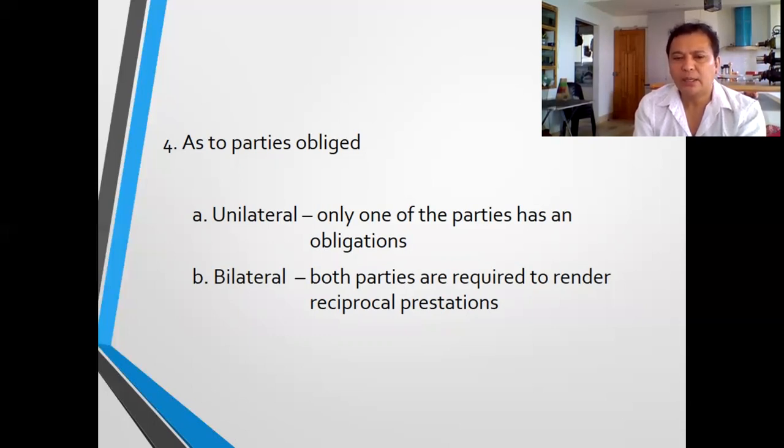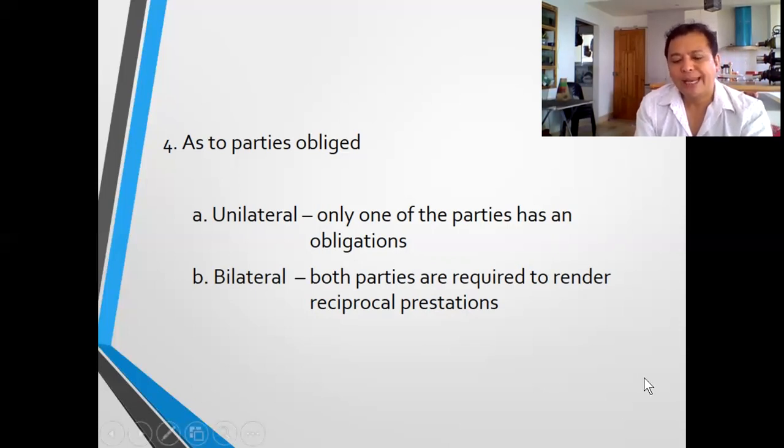So unilateral, like a contract of comodato. Only the lender is obliged to deliver the thing, no? Or a contract of donation, only the donor, the one who gives the thing, is required to deliver the thing and has to sign the paper. So the donee, on the other hand, has nothing to do except signing the document.